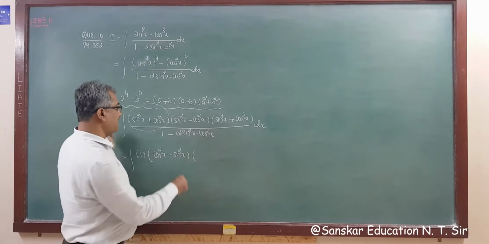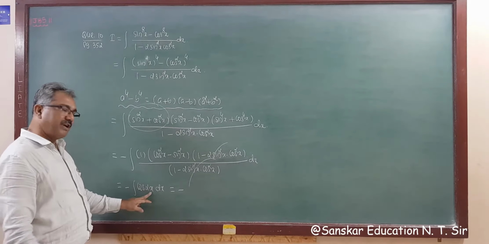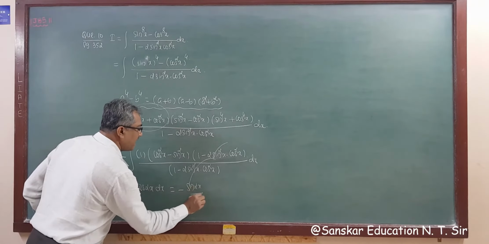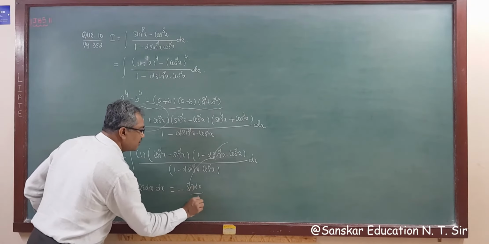Cos square theta minus sin square theta is cos 2 theta. So this will be minus integration cos twice x dx. Now integration of cos is sin twice x, but the coefficient of x is 2, so divide by 2. We will get sin twice x by 2 plus c. So this is your answer, right?